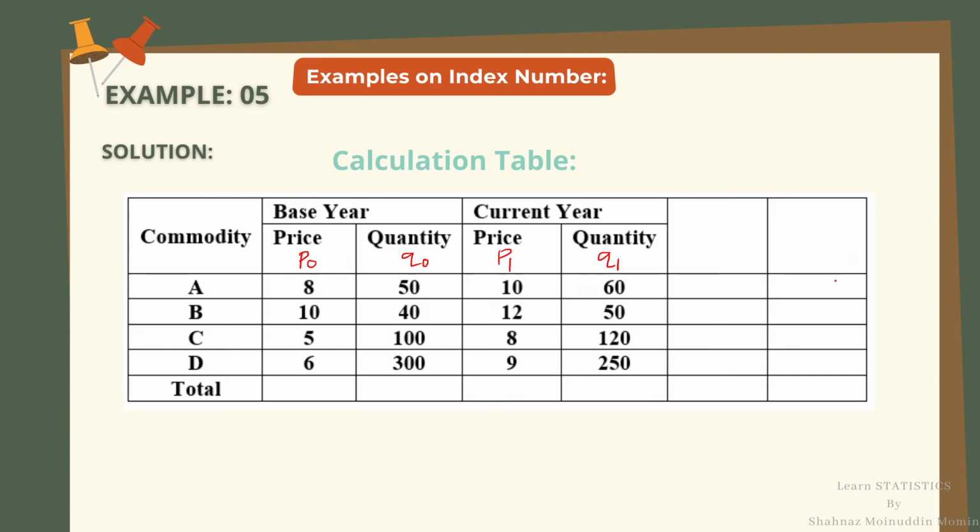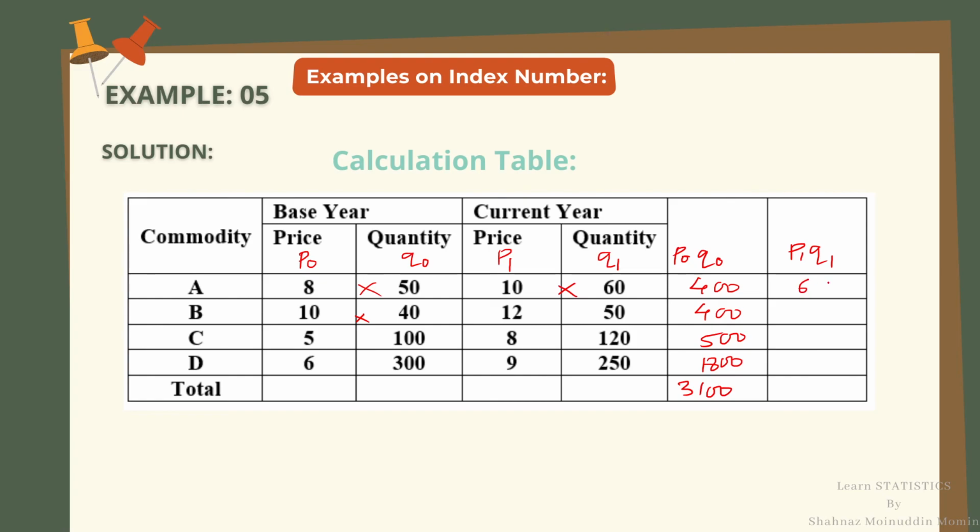Now we have to obtain P0 Q0 and P1 Q1. P0 Q0 means 8 into 50, 400. Similarly 10 into 40, 400. Like that 5 into 100, 500. 6 into 300, 1800. And the total is 3100.